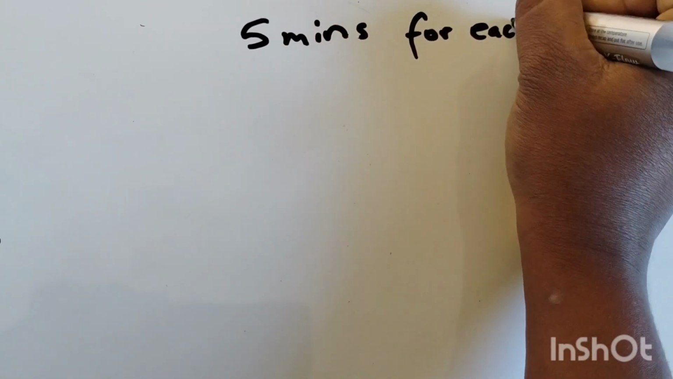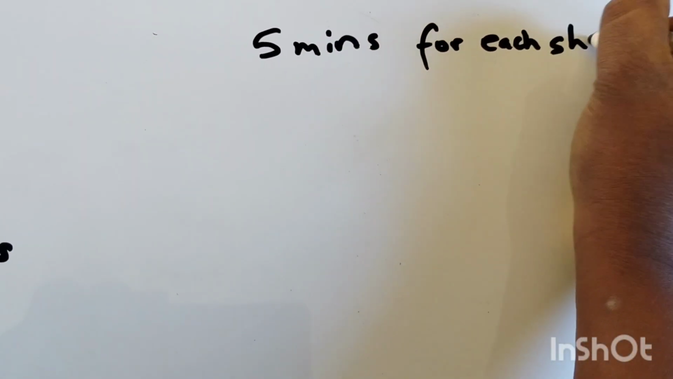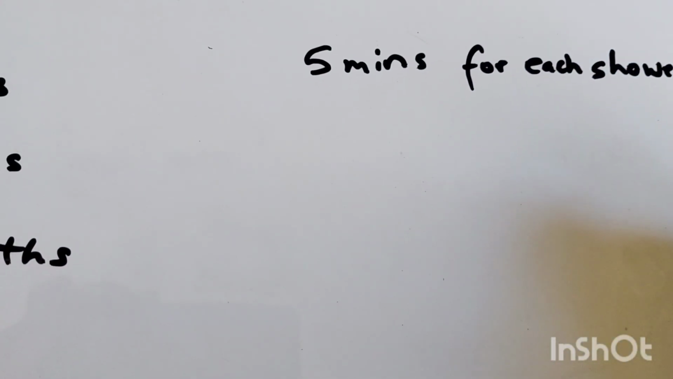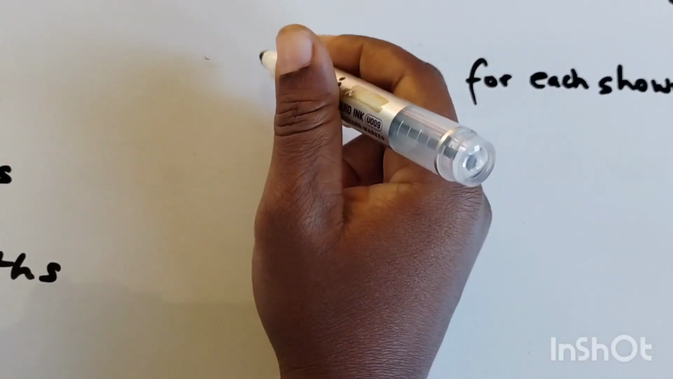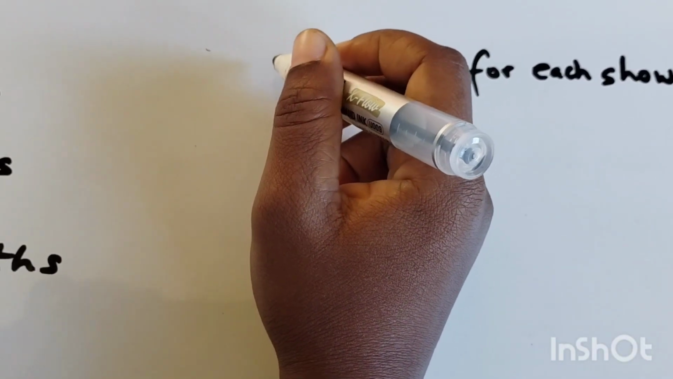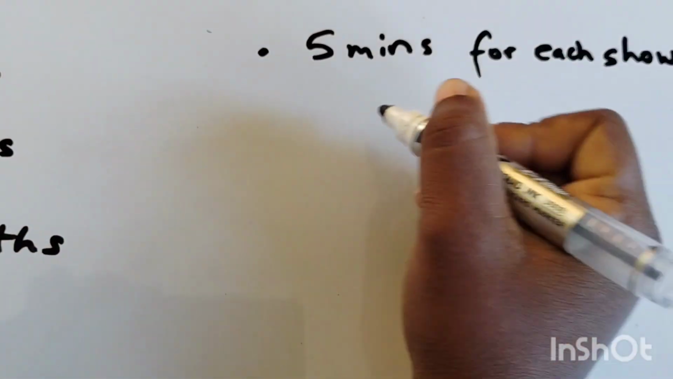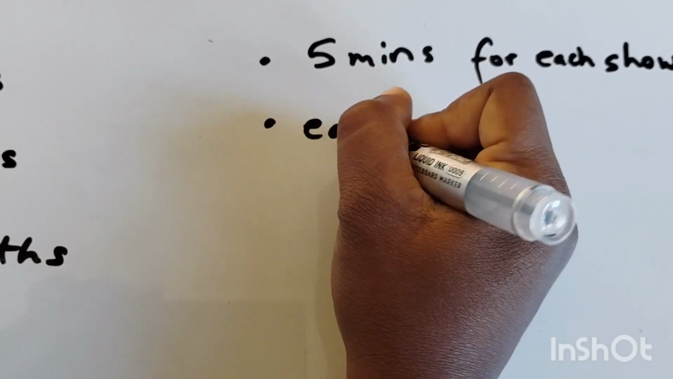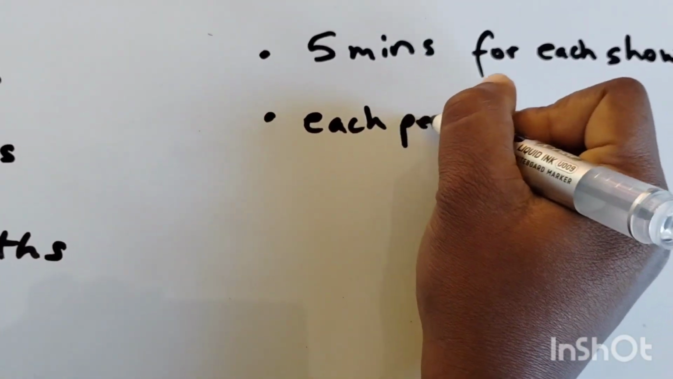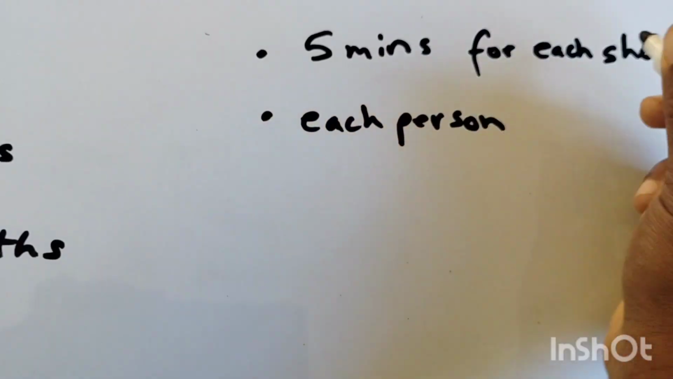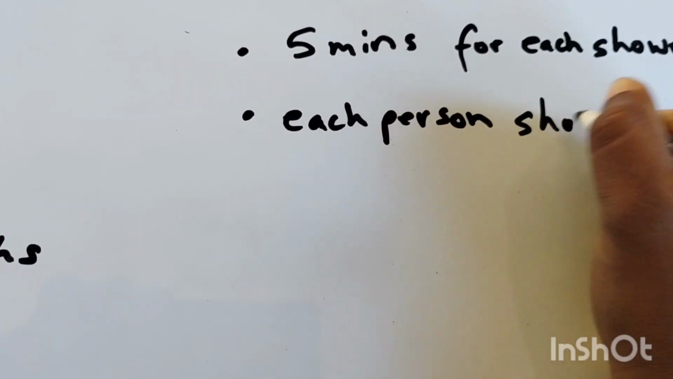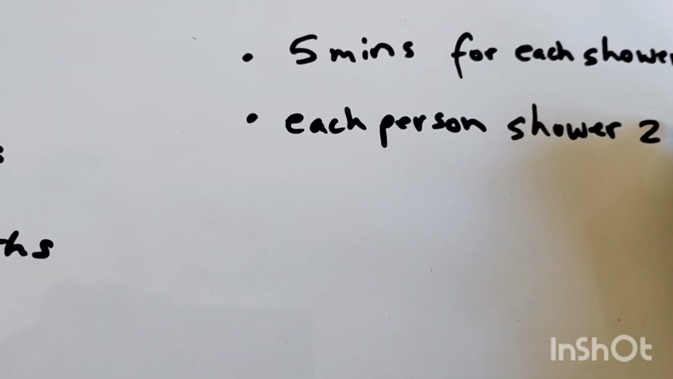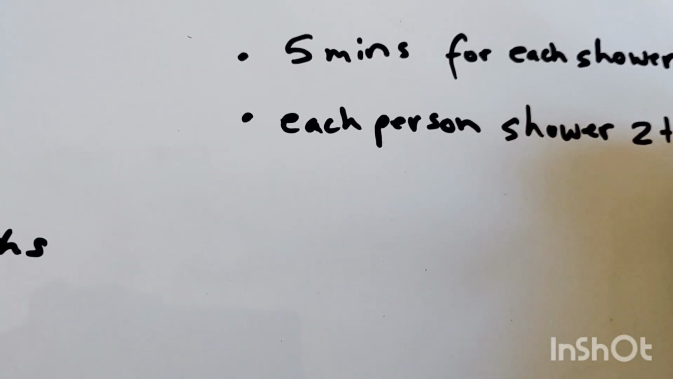So always write down what you know from the question and then you can work forwards. So 5 minutes for each person to shower. And it also says that each person showers twice per day. So if they shower twice per day, then 5 minutes times 2 would equal 10 minutes. So each person would shower 10 minutes per day.